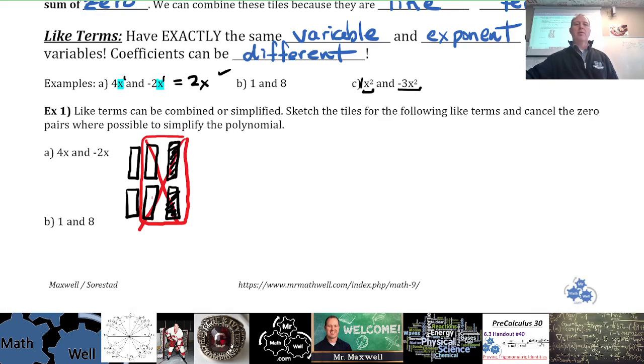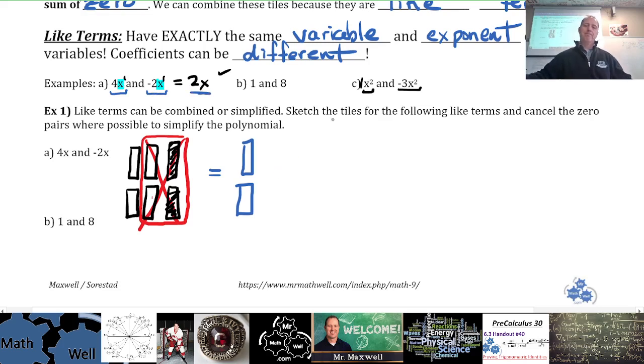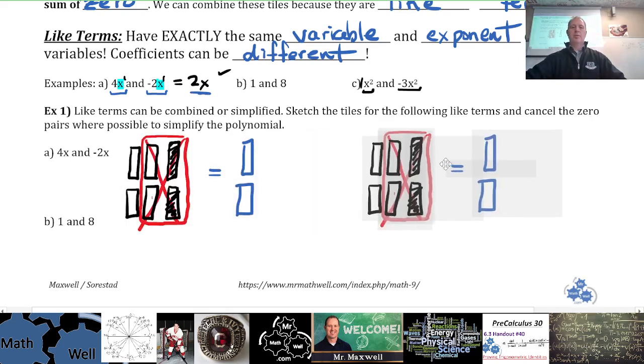So what am I left with once I simplify this? Well, I have positive 2x tiles, right? So that means that, as we said above, 4x plus a negative 2x gives you a result of 2x. Okay? All right. Just going to move that off to the side a little bit here so I have room to work for this next one.